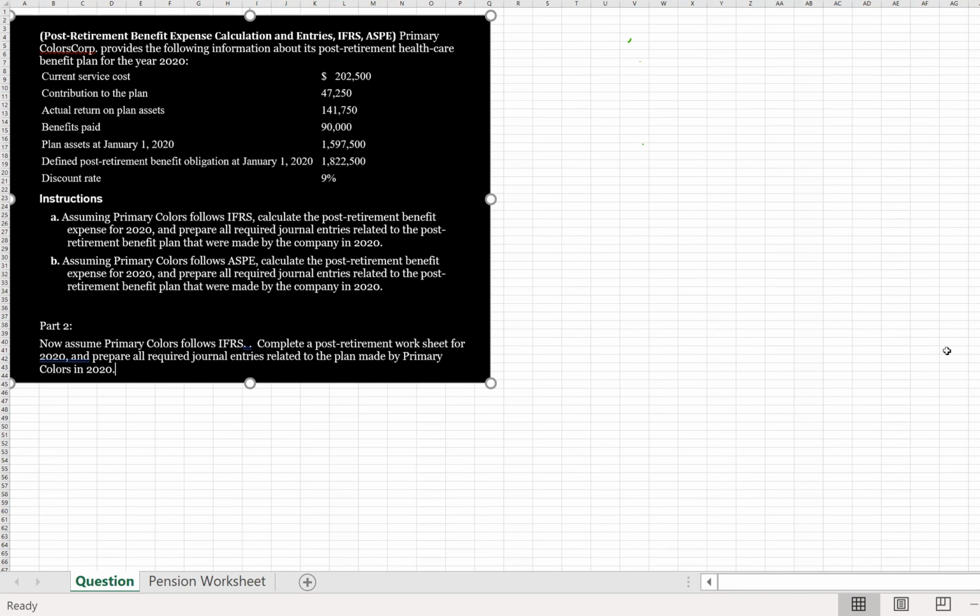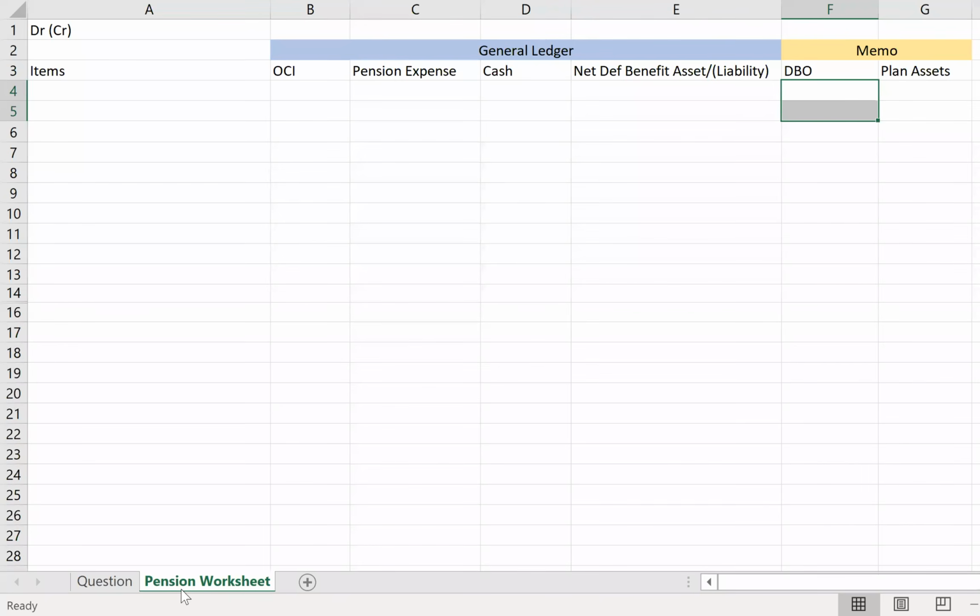So the best way to control the information in this question and make sure that we get the right balance for each of the accounts and the right journal entries is to use a pension worksheet, regardless of whether we're asked for one or not. Ironically, we're asked for a pension worksheet in part 2, so we're going to do a pension worksheet for part 1. So I've set up a pension worksheet here.